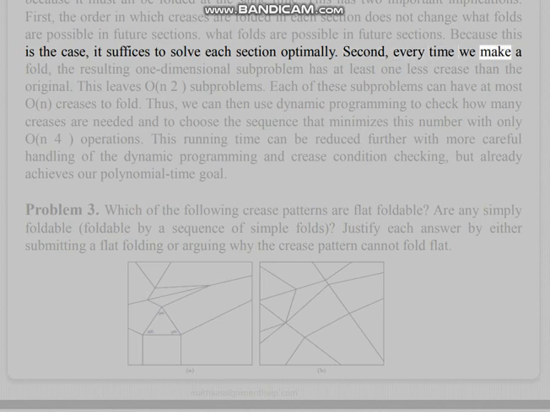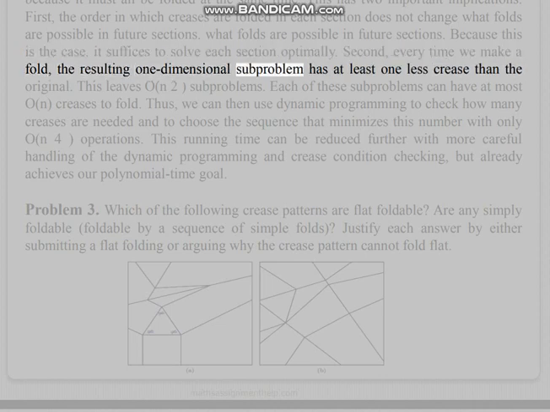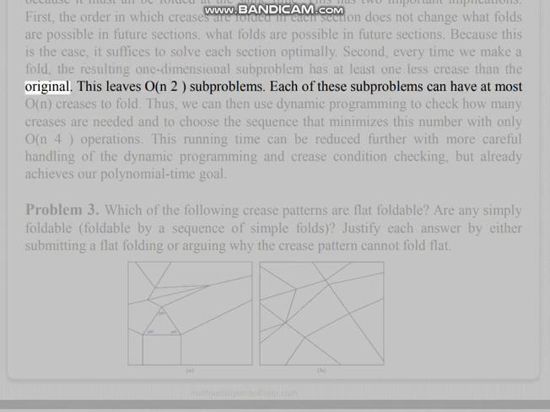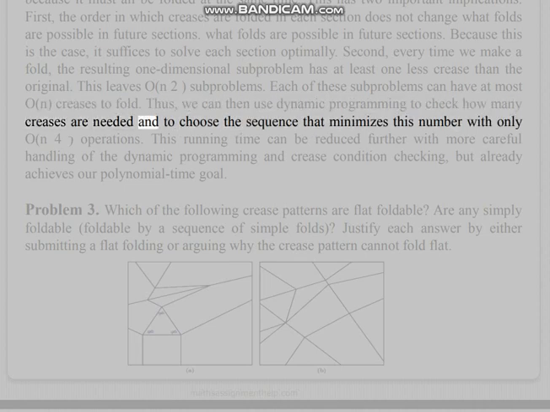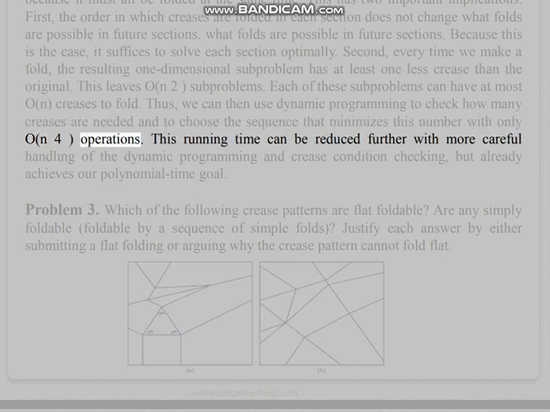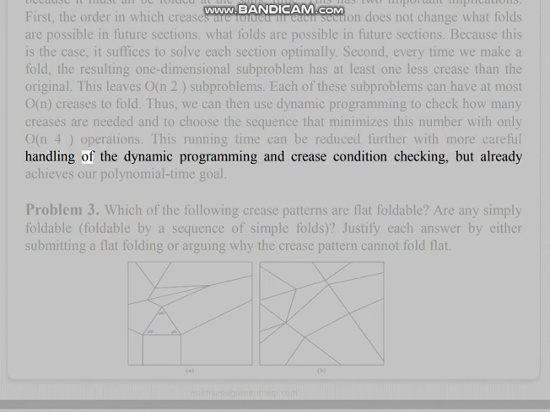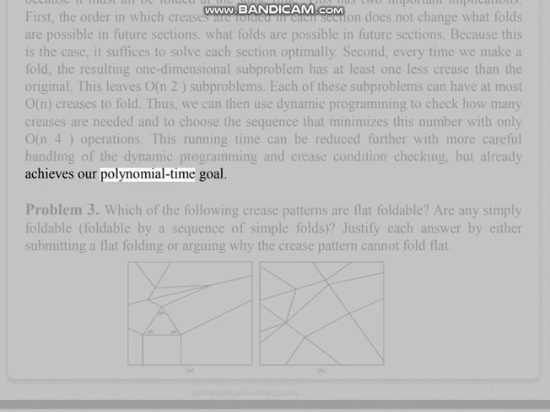Second, every time we make a fold, the resulting one-dimensional subproblem has at least one less crease than the original. This leaves O(n^2) subproblems. Each of these subproblems can have at most O(n) creases to fold. Thus, we can then use dynamic programming to check how many creases are needed and to choose the sequence that minimizes this number with only O(n^4) operations. This running time can be reduced further with more careful handling of the dynamic programming and crease condition checking, but already achieves our polynomial time goal.